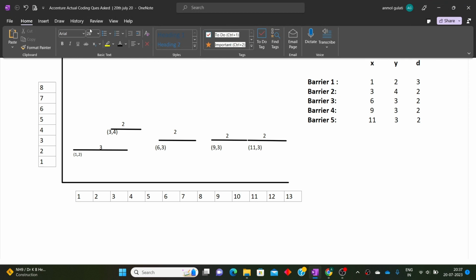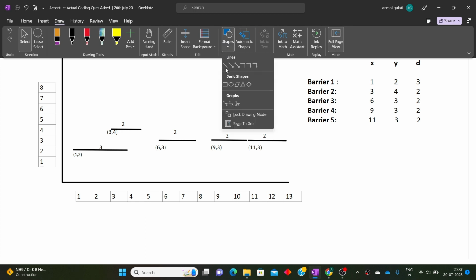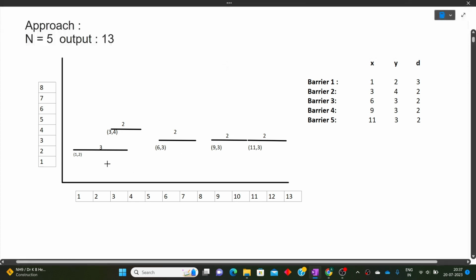Okay, so let me just draw it. I am just currently talking about the approach. I am not writing any code. So here what we'll do, first barrier is doing nothing, our second barrier is overlapping to our first barrier.